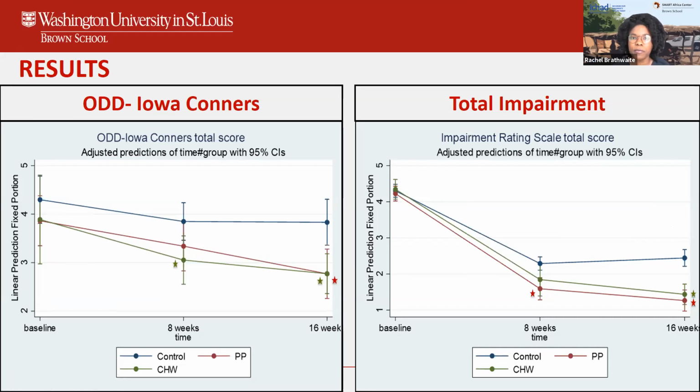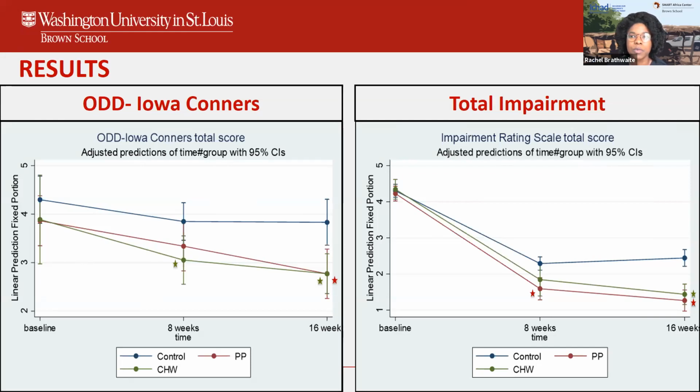So in terms of what we saw for oppositional defiant disorder, you can see here from this graph, the blue line represents the control group, children who were assigned to the control condition. The red represents children who were assigned to the pair-and-pairs condition. And the green line represents children who were assigned to the MFG delivered by community healthcare workers.